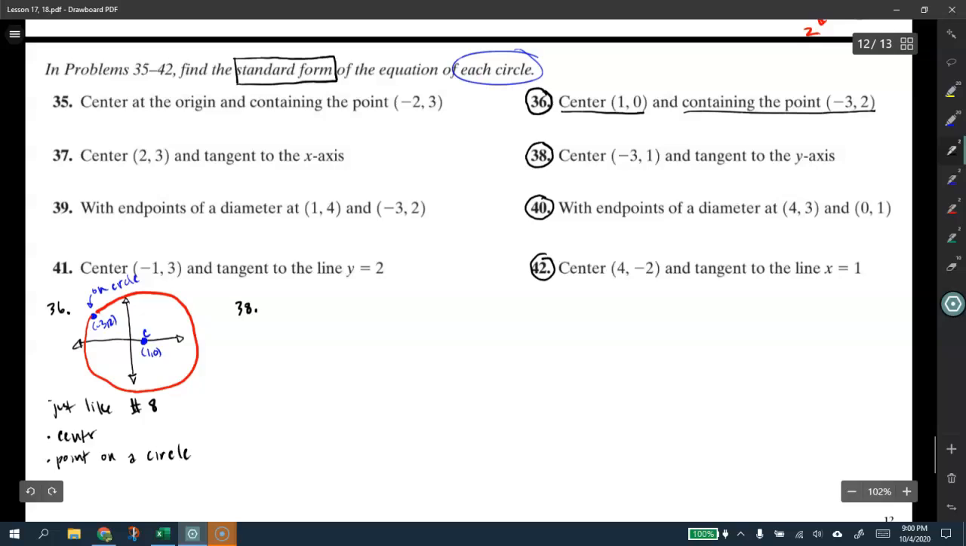Okay, so number 38. This one says that you've got a center at negative 3 comma 1. Let's draw this once again. A big piece of advice here is basically to sketch these, and it's going to make things a lot easier. So here goes. You're going to go to negative 3 comma 1. Let's make a little coordinate plane here.